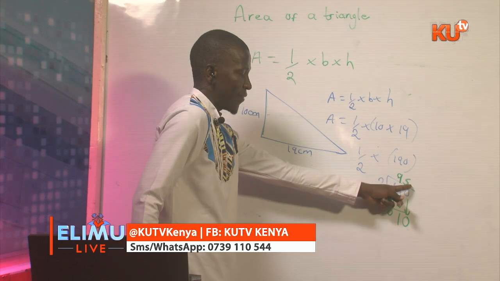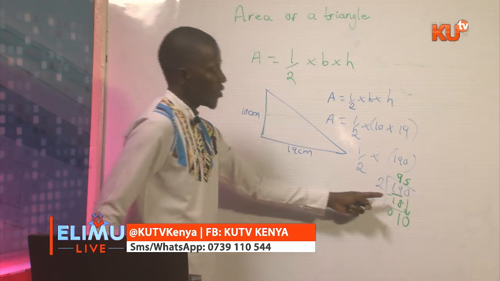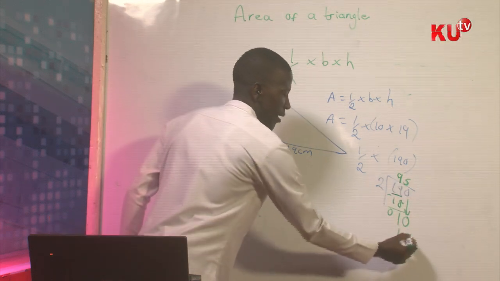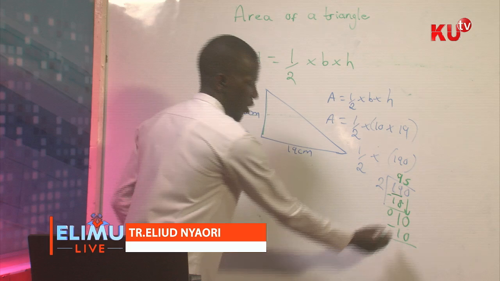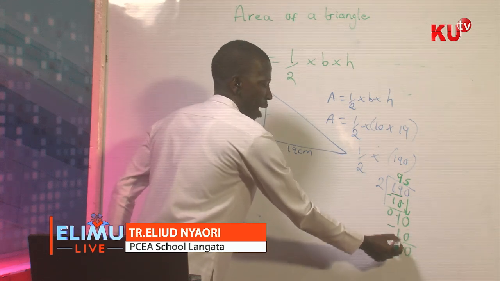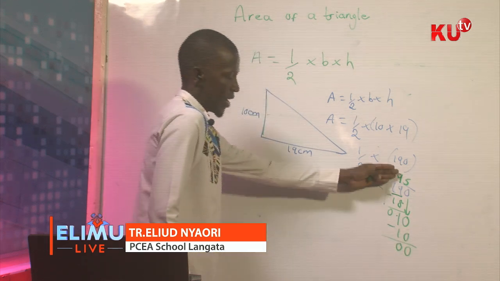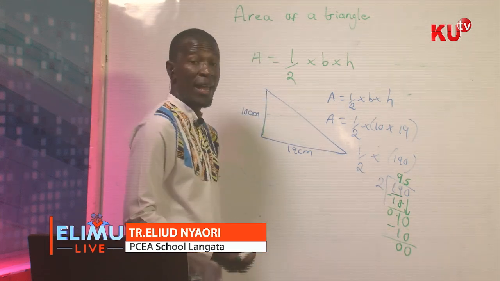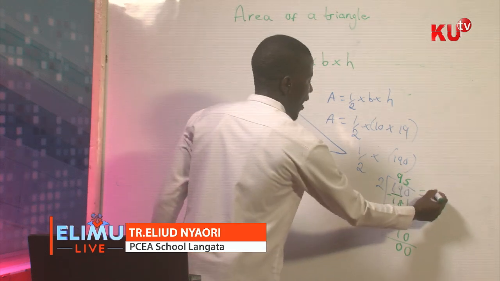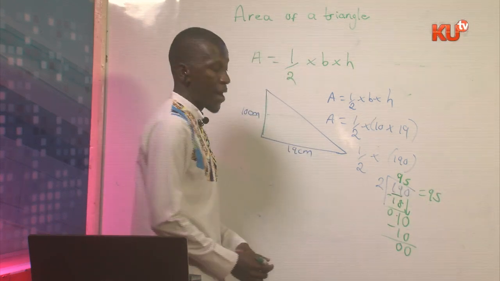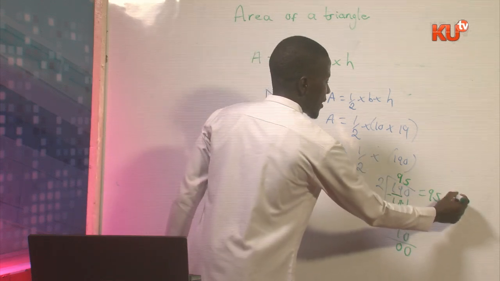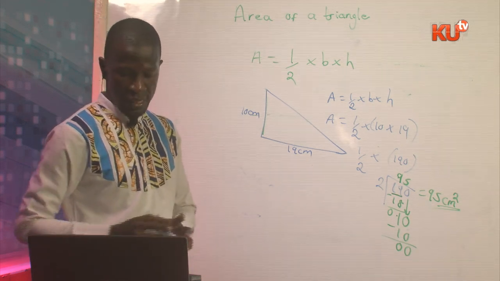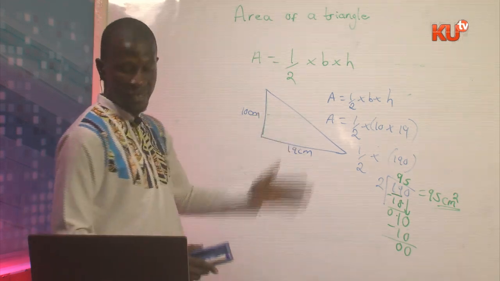Then you multiply 5 times the divisor. So 5 times 2 gives you 10. Then you subtract. 0 minus 0 is 0. 1 minus 1 is 0. So you have divided, and at long last your answer down here is 0, which means 2 goes into 190 how many times? 95 times. So our answer becomes 95 centimeters squared. So that is the second way of working out the area of a triangle.